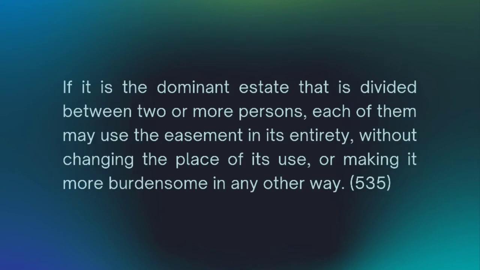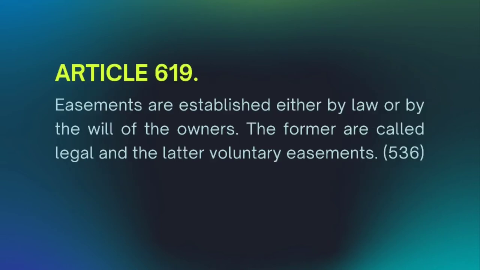If it is the dominant estate that is divided between two or more persons, each of them may use the easement in its entirety, without changing the place of its use, or making it more burdensome in any other way. Article 619. Easements are established either by law or by the will of the owners. The former are called legal, and the latter voluntary easements.